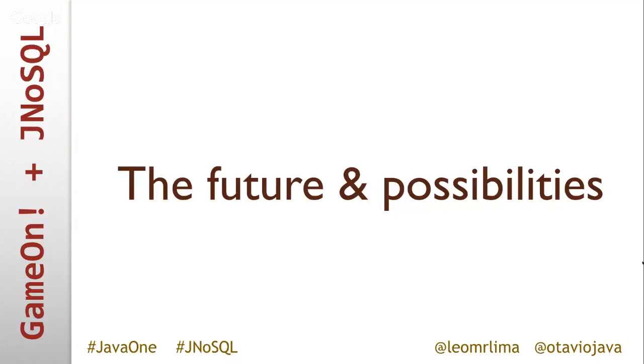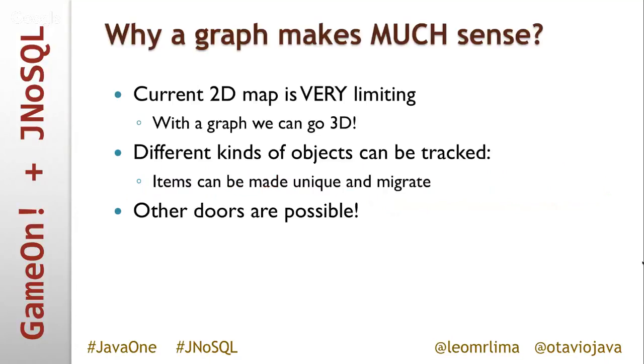Again, when I was explaining the game room situation, the Game On map situation, I showed you that the graph solves other things as well. So why is a graph good? Talking to the guys on their Slack channel, the team behind Game On, I must say, they said they want to do other things.